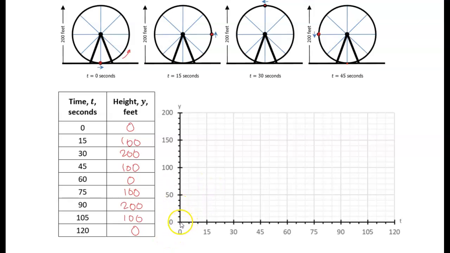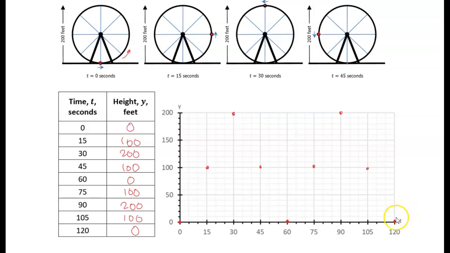Now we don't have a lot to go on here. We haven't plotted all the points, we've just calculated a few of the points. Starting at 0, then we're at 100 at 15. At 30, we're at 200. At 45, we're back down here. At 60, we're at 0 again. And then we just keep going. Every 15 seconds, we get the same points that we had before. So there are the points that we have.